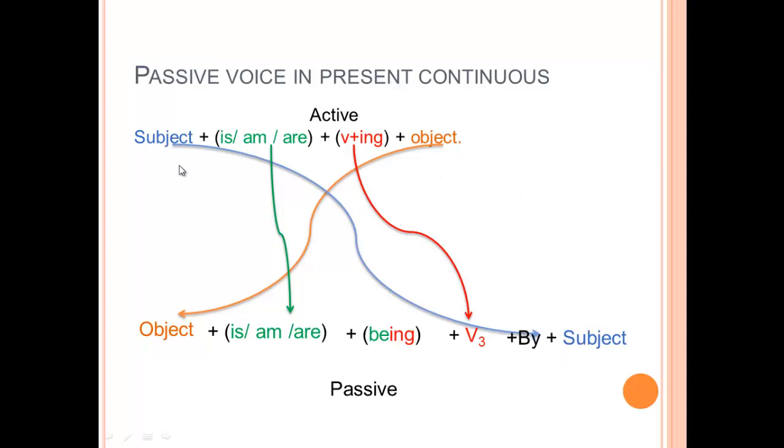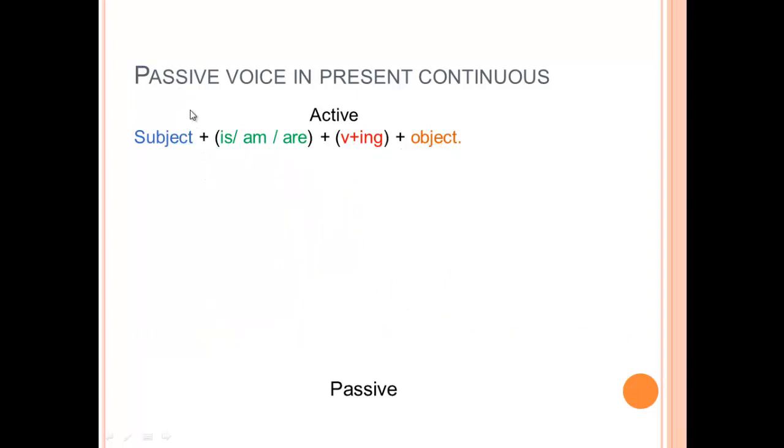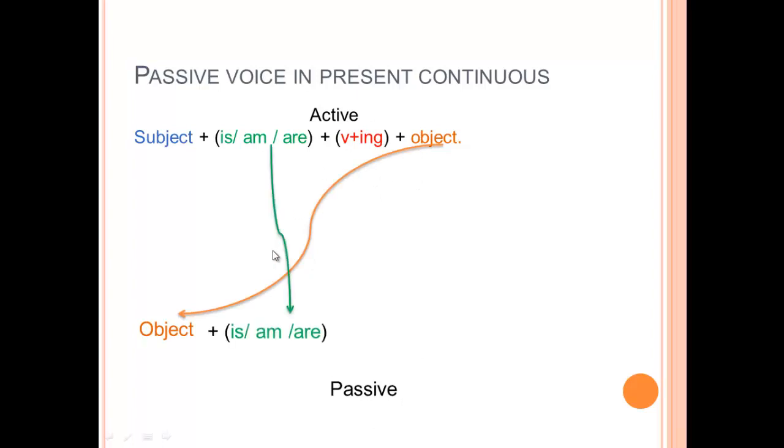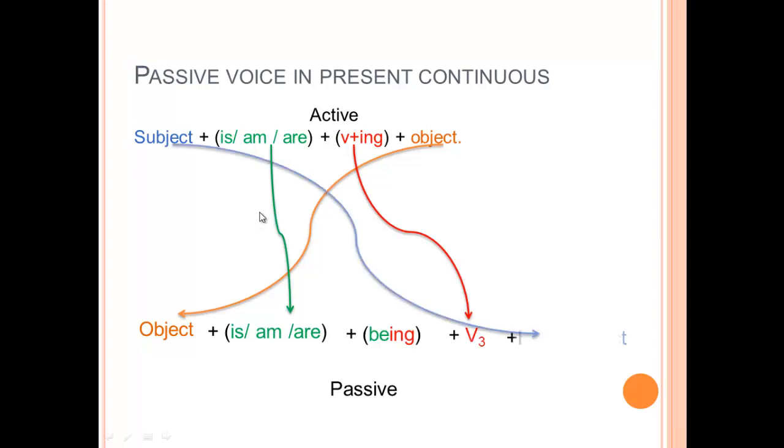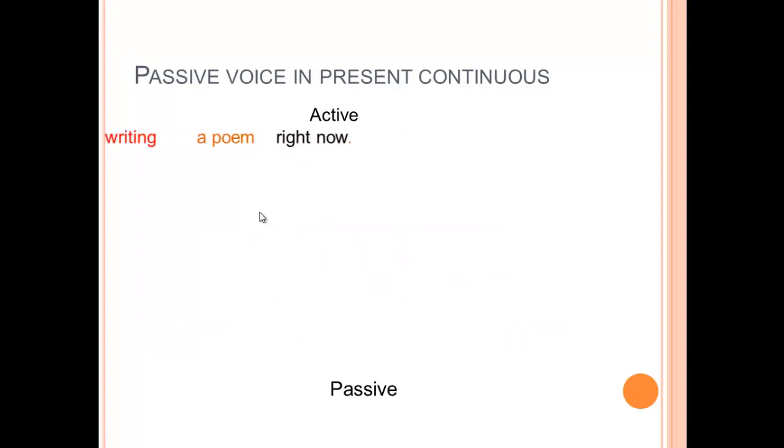Subject again. Okay, active sentences usually go like subject, verb to be in the present, verb with ing, and the object. When I change them from active to passive form, I should start with the object, verb to be, being, verb 3 or past participle, and finally the subject. Let's make it more clear with examples. Example number 1, here we go.